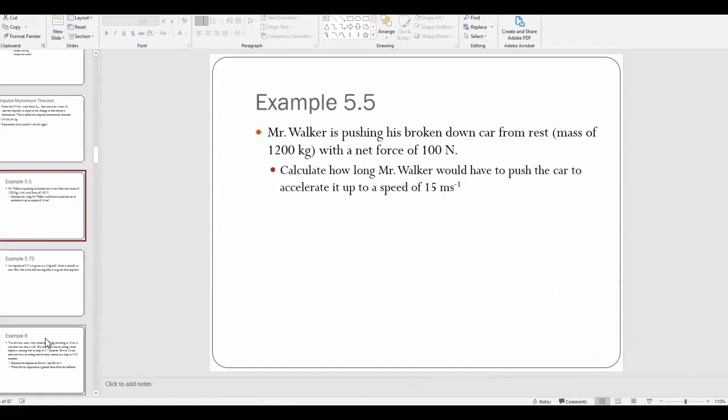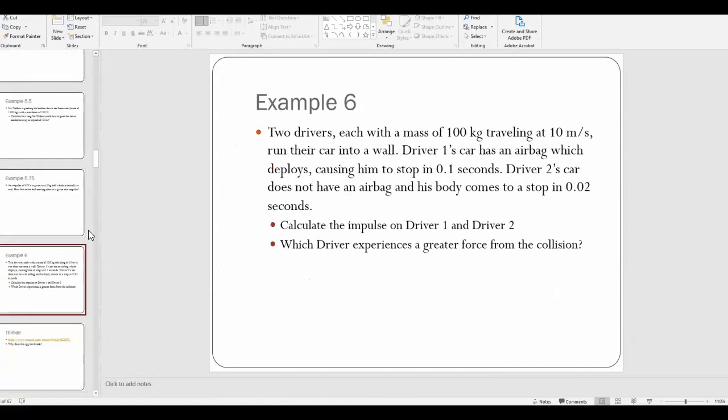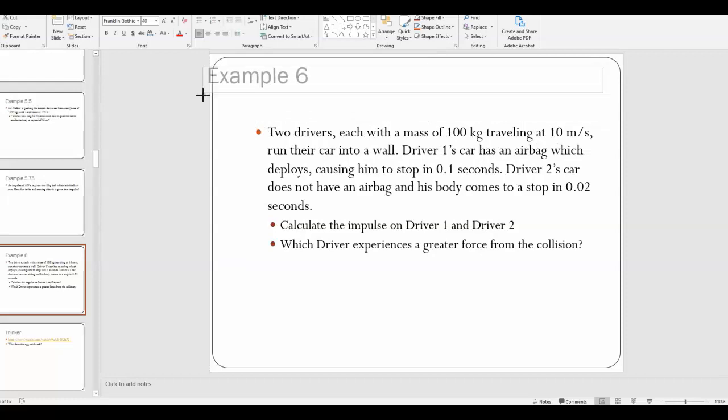Okay, now just to take a look at one more example. Example 6 says two drivers, each with a mass of 100 kilograms, traveling at 10 meters per second, run their car into a wall. Driver 1's car has an airbag which deploys, causing him to stop in 0.1 seconds. Driver 2's car does not have an airbag and his body comes to a stop in 0.02 seconds. The first question says calculate the impulse on driver 1 and driver 2.